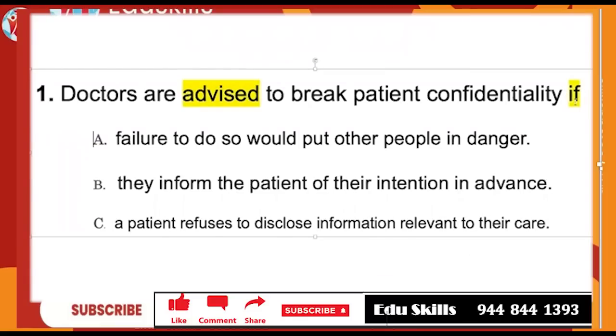Only if something happens. Option A, failure to do so would put other people in danger. Option B, they inform the patient of their intention in advance. Option C, a patient refuses to disclose information relevant to their care. The patient doesn't disclose anything. He doesn't speak at all. Can you break the confidentiality? He doesn't reveal anything. Is there a question of breaking the confidentiality then?